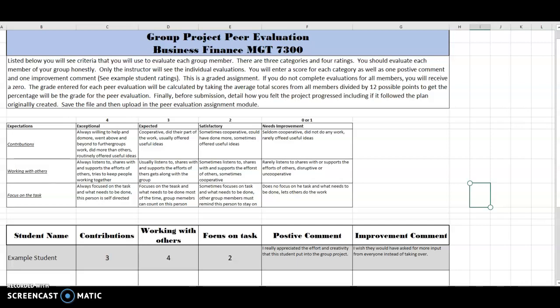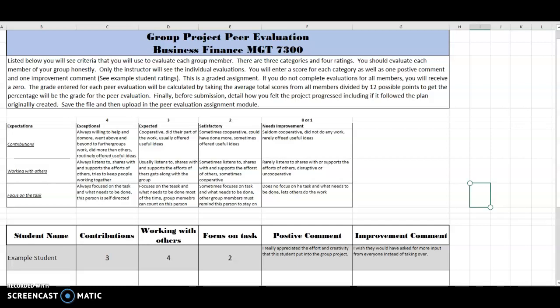As the instructor, we want to know, how did these people that are in your group that you shared this project with, who really put in the effort, and what could they have done better, and what did they do well? So we're asking you to enter the score for each category, as well as 1 positive comment and 1 improvement comment. This is a graded assignment, and I will show you how grades are calculated. If you do not complete evaluations for all your members, you will receive a 0. The grade entered for each peer evaluation will be calculated by taking the average total scores from all members divided by 12 possible points to get the percentage that will be the grade for your peer evaluation.